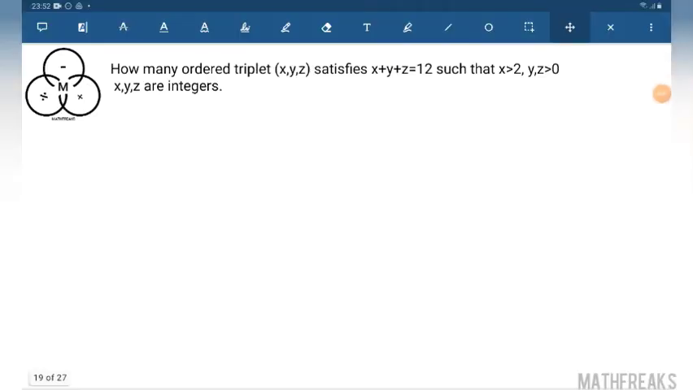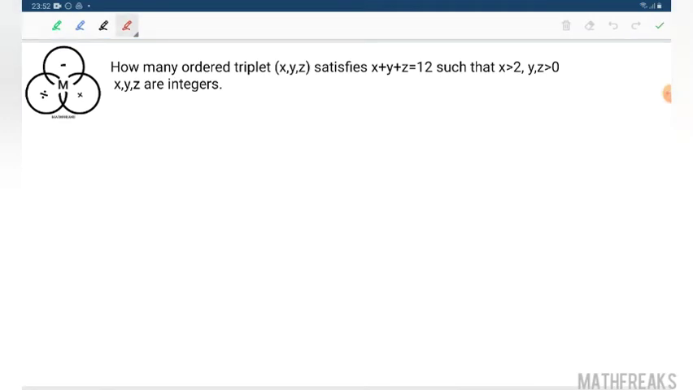Let's move forward. How many ordered triplets x, y, z satisfy x plus y plus z equals 12 such that x is greater than 2? So the minimum value of x, they are integers.